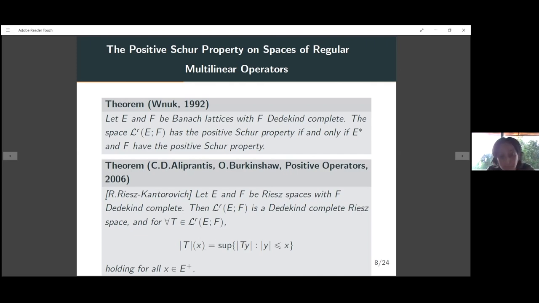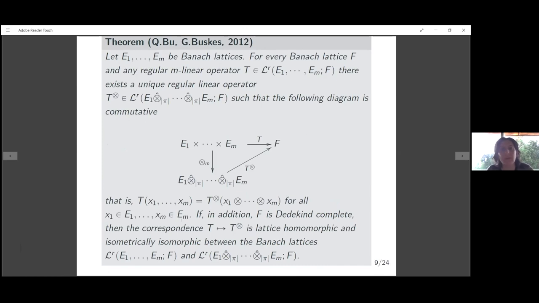Those expressions Ty, where the supremum is taken over those such that their modulus is less than or equal to this X here. Also, this theorem of Wu and Vasquez of 2012 will be of use, telling that if E1 through EM are Banach lattices, then for any Banach lattice F and any regular M-linear operator T, there exists a unique linear operator, regular operator T tensor, such that this diagram commutes.